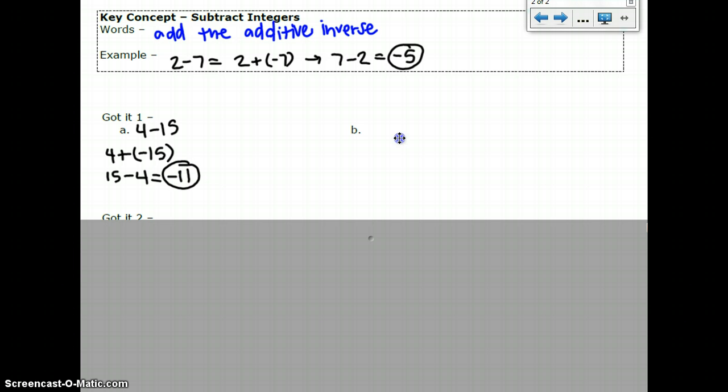Got It 1B is negative 3 minus 12. We add the additive inverse. Remember, when you add two numbers that have the same sign, you just add them and tack on that sign. Negative 15.